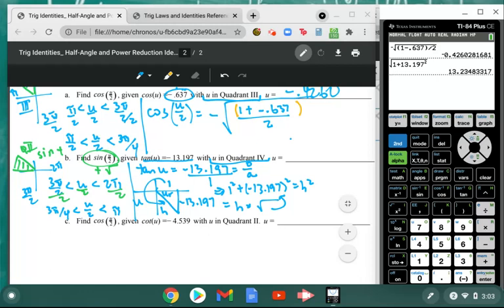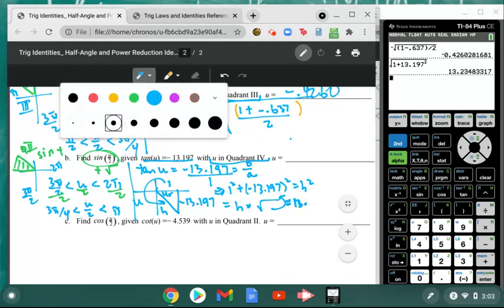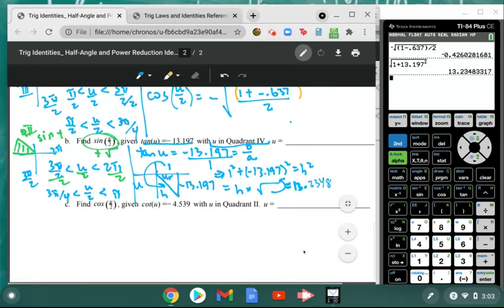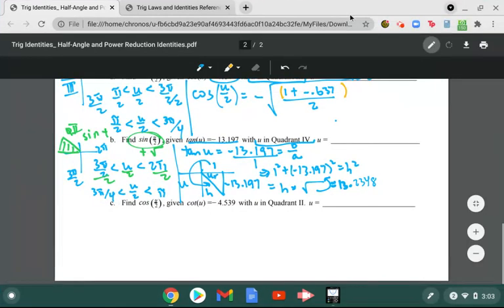Okay, so I get 13 point, and I need to keep some decimals here. So I get 13 point, let me get a smaller pen, 13.2348. So now I can go ahead and figure out what my cosine value is.